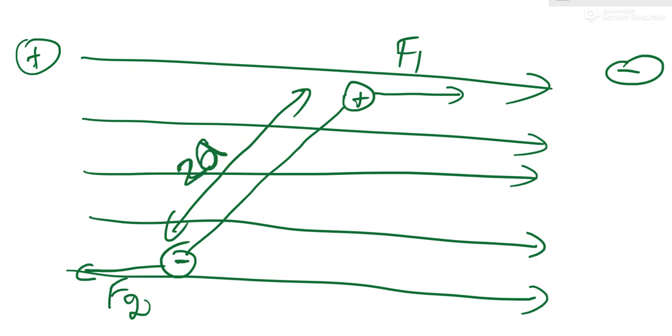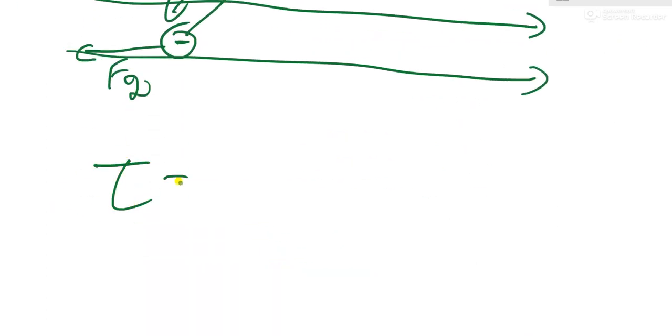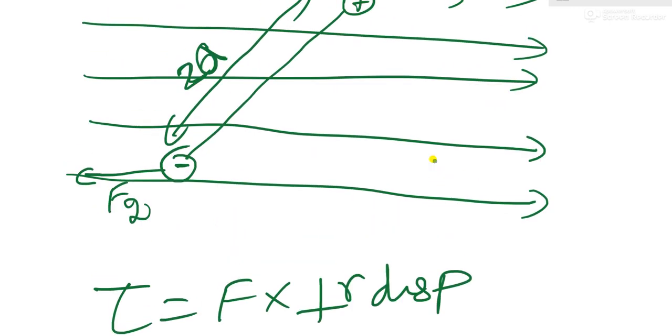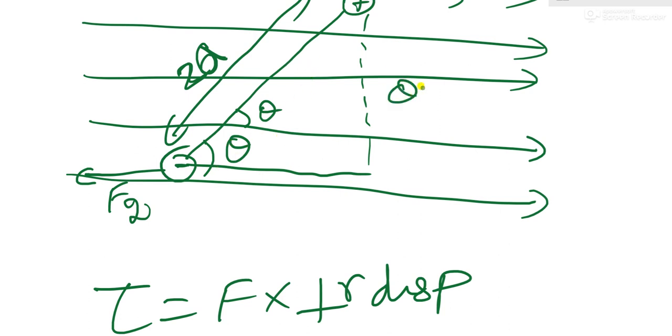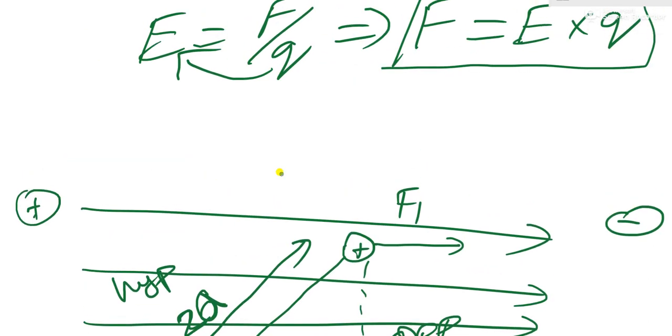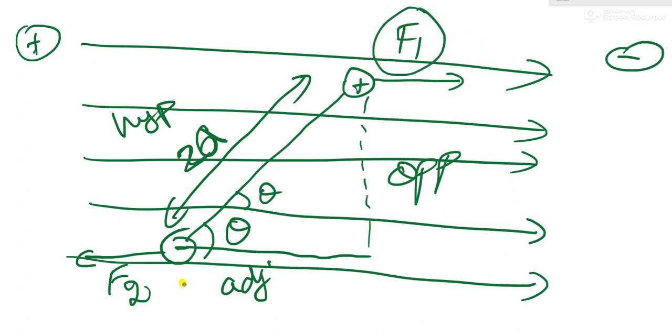Now we will learn about the torque. Torque is equal to force into perpendicular distance. I place the dipole at some angle theta. We can take theta anywhere, here or here; I take it here, because it is the same angle. In the triangle, this is the opposite, this is the hypotenuse, and this is the adjacent. The force is this one, you can also take F2. The perpendicular distance is the opposite side of this triangle.